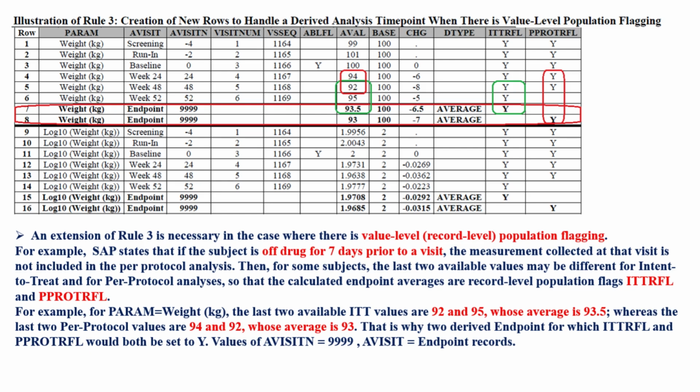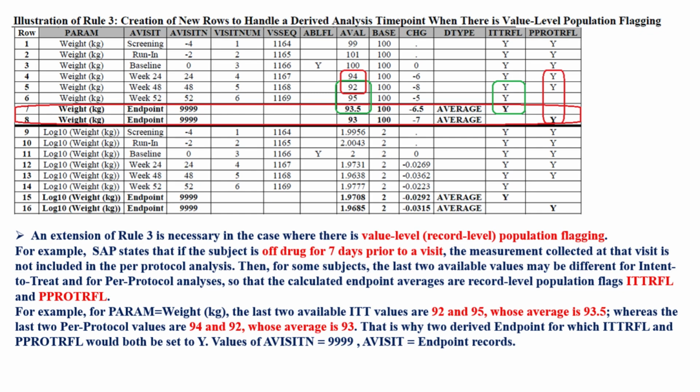For example, for PARAM equals weight in kg, the last 2 available intent to treat values are 92 and 95, whose average is 93.5, whereas the last 2 per-protocol values are 94 and 92, whose average is 93.